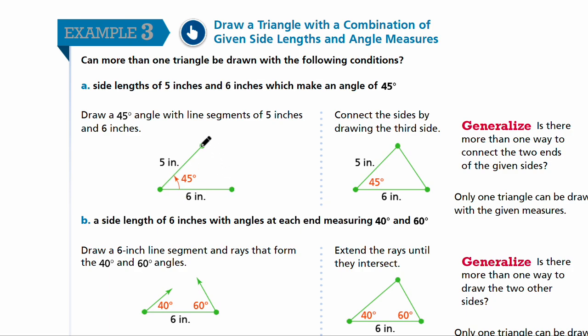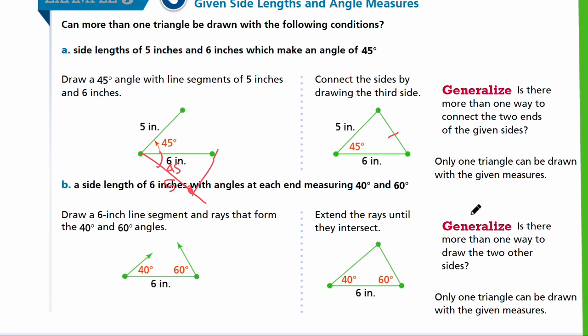Then you'll have one third side that could be exactly that. There is no other way to have other triangles because our angle is fixed and our sides are fixed, so the endpoints are fixed. No matter which way you draw, it's still going to be the same triangle. So only one triangle can be drawn with the given measures here.